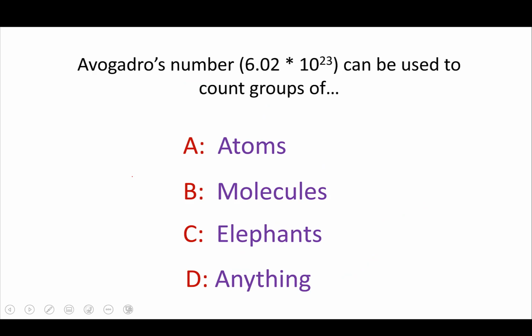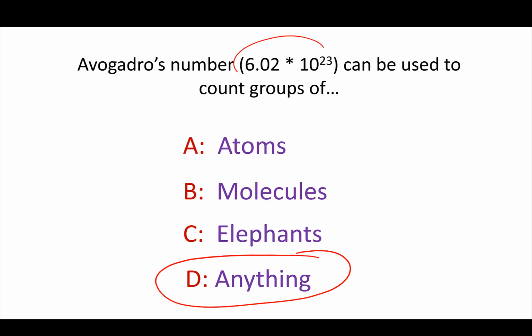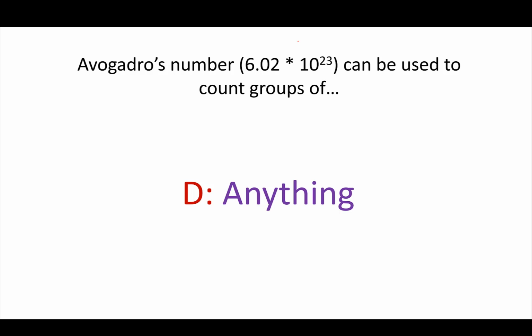So Avogadro's number, which is 6.02 times 10 to the 23rd, it can be used to count groups of what? To count groups of atoms, molecules, elephants, or anything. Well, Avogadro's number can count groups of literally anything at all. You could count groups of atoms or molecules. This is common because you deal with this many of them on a daily basis. But you could theoretically count 602 billion trillion elephants or dollars or planets. So it can be used theoretically to measure anything at all, even though it's only useful to measure molecules and atoms.